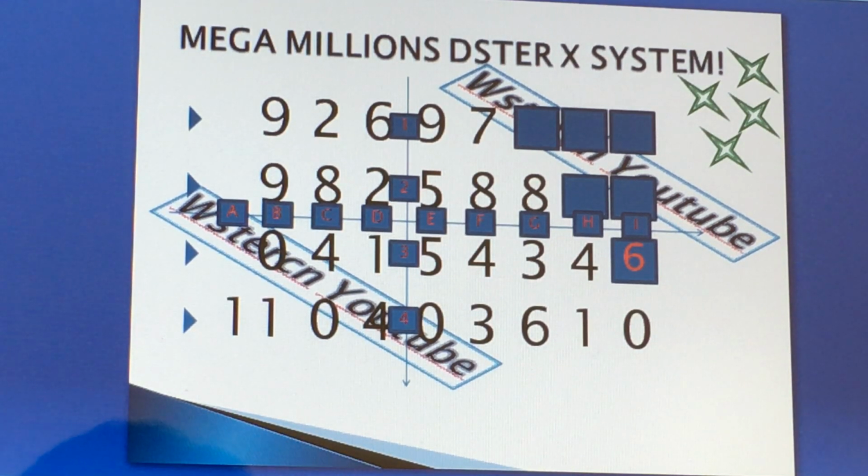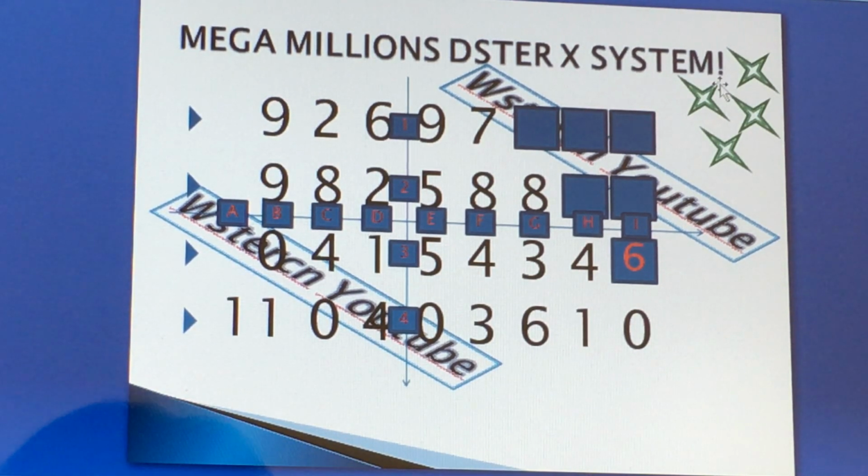Now the first line will be 92697, second line 982588, third line 0415434, and I'm revealing the 6. The blue box will limit to only a certain amount of numbers. I'm not going to be using a lot of blue box numbers again. I'm reverting back to using as few blue box numbers as possible, trying to find the right amount of combinations using the X factor numbers. And the last line is 110403610.